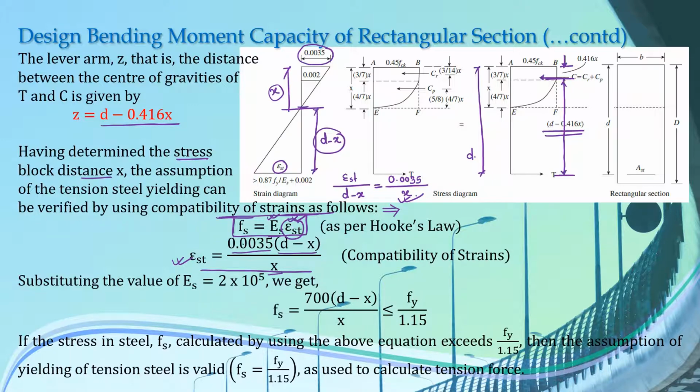Now substitute the values of epsilon st and Es. The value of Es is 2 into 10 to the power 5 Newton per mm square for steel, and the value of epsilon st you get from this equation. If you substitute these two values here, then you get the value of Fs as 700 into d minus x over x.